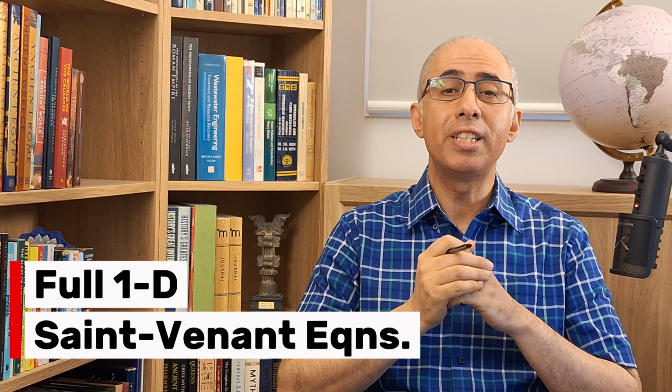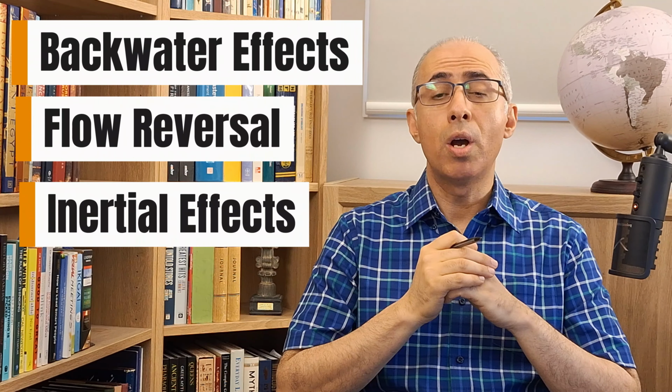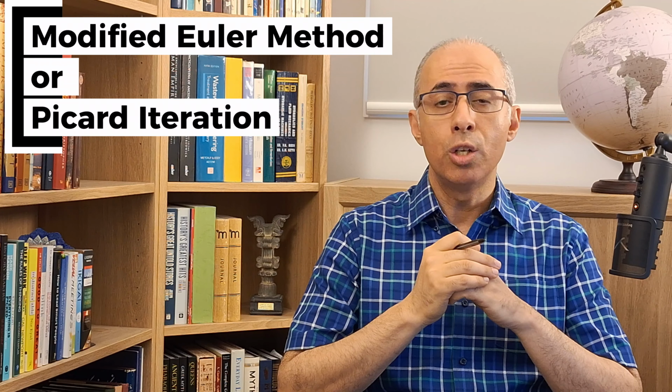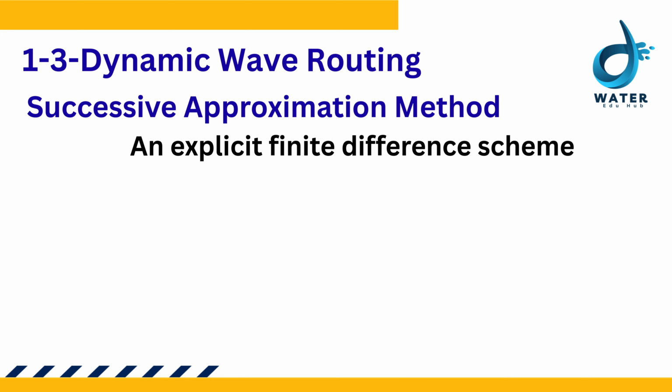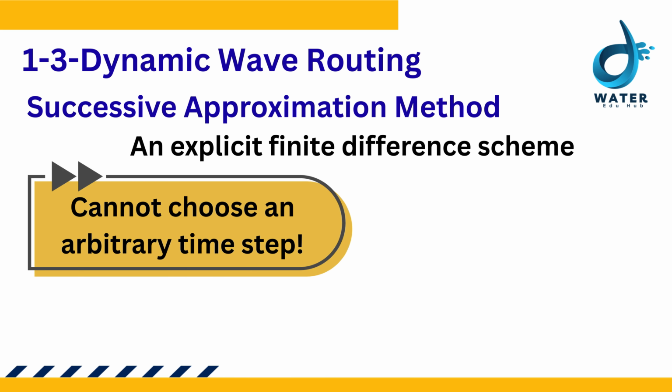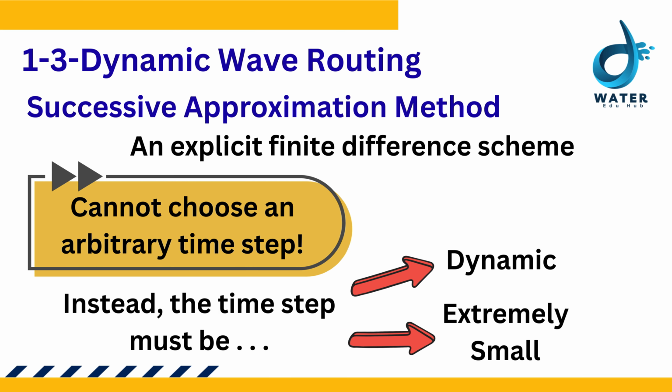The foundation of dynamic wave routing is the full one-dimensional Saint-Venant equations. By retaining all terms, it allows the simulation of backwater effects, flow reversals, and inertial effects. SWMM uses a successive approximation method, often termed the modified Euler method or Picard iteration, to solve these equations. It's an explicit finite difference scheme, meaning that the modeler generally cannot choose an arbitrary time step. Instead, the time step must be dynamic and often extremely small, on the order of seconds, to maintain stability.